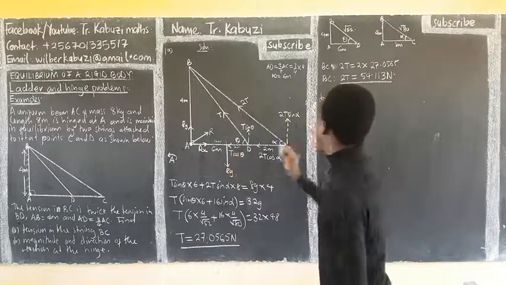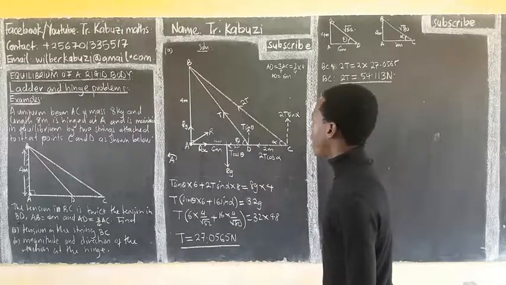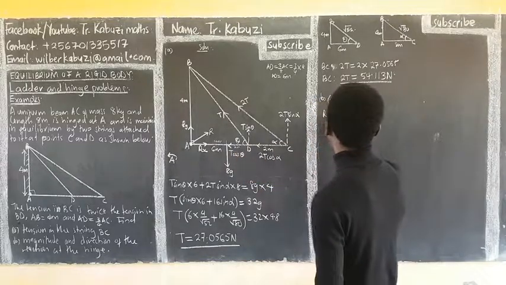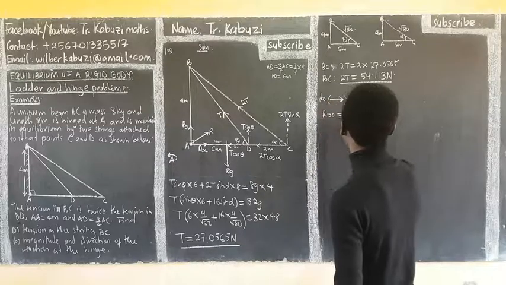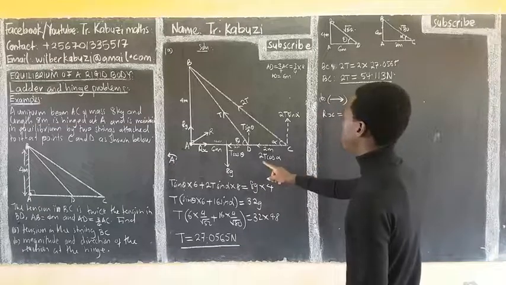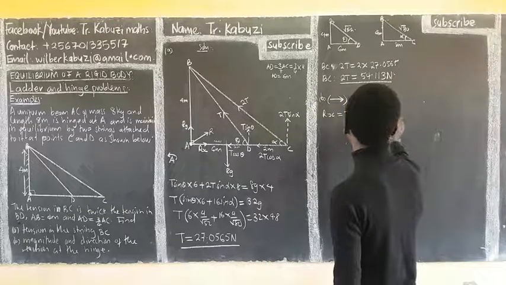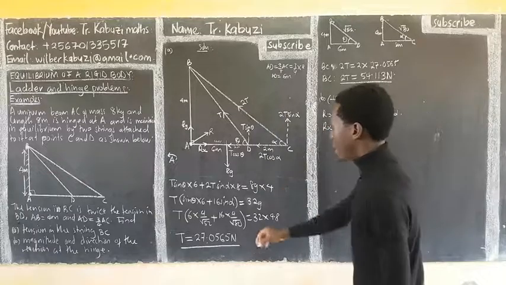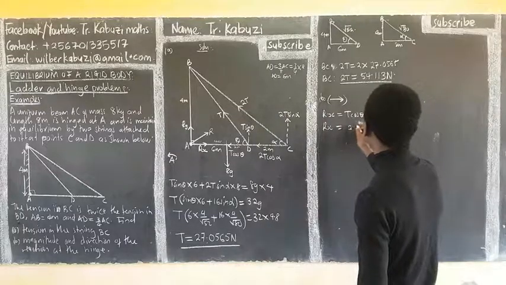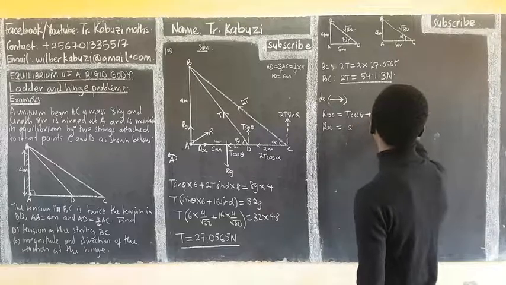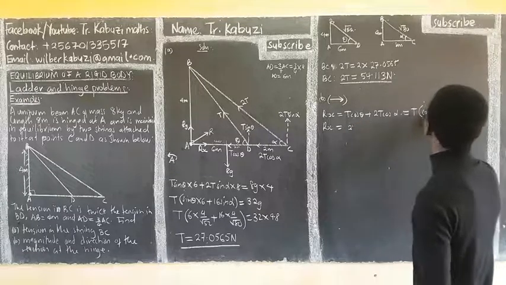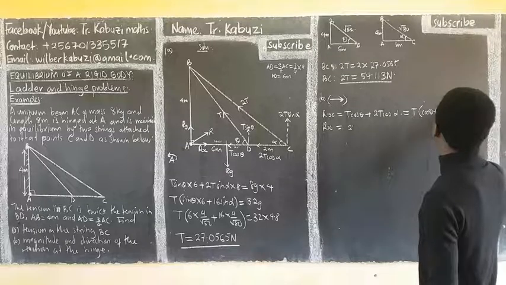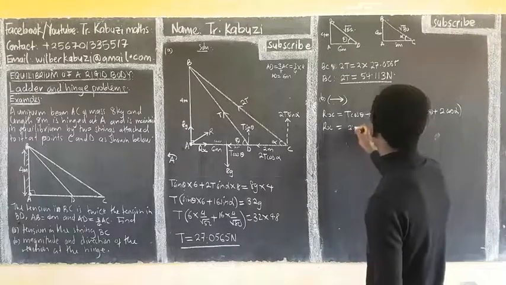Resolving horizontally, we have Rx. You see Rx is the only one going in this direction. Then we have these two opposing. We have T, so it's going to be equal to T cos theta plus 2T cos alpha. If we put them there, our T is 27, so it's common, which is the same as T into cos theta plus 2 cos alpha.